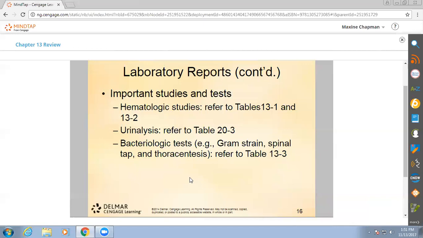So on hemoglobin, know the difference between the male and the female. On the hematocrit, the hemoglobin is measured in grams per deciliter, and then hematocrit is measured in percentages. So male's is 40 to 52%, and female is 35 to 46%.